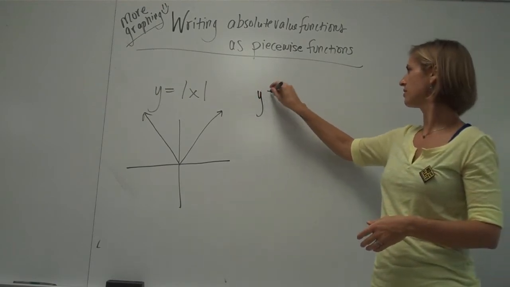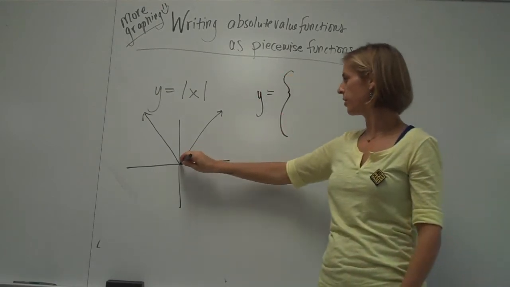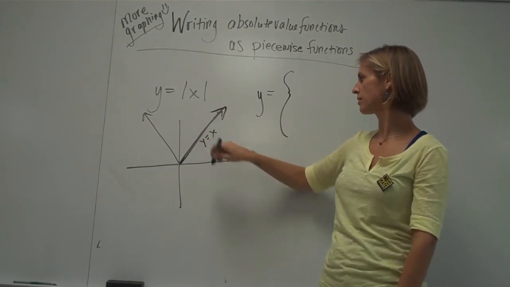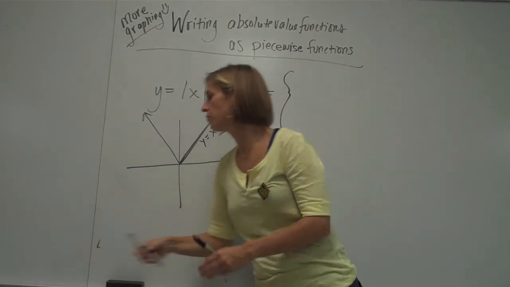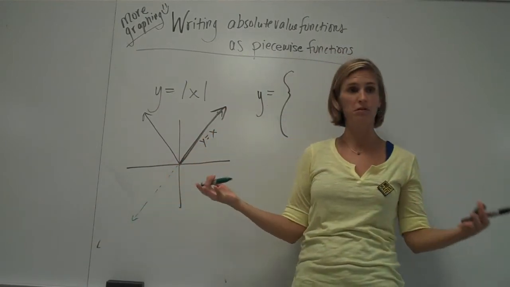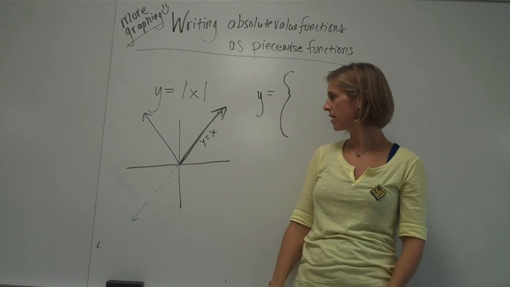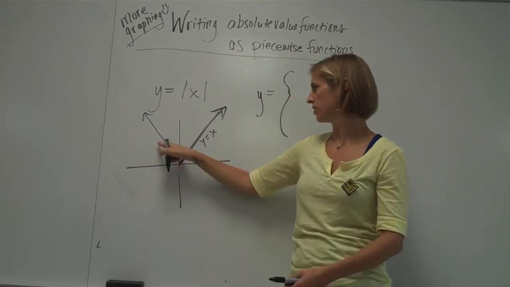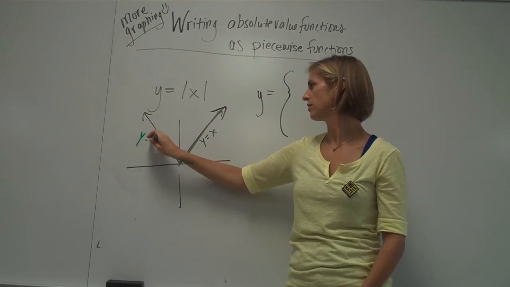Let's think about what these two parts are. This part on the right is the function what? y equals x. But the function y equals x goes on forever, and it would continue down that way. But that's not what the absolute value function does. It pops up over here. What's this equation? y equals negative x.